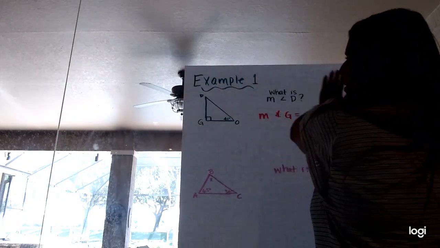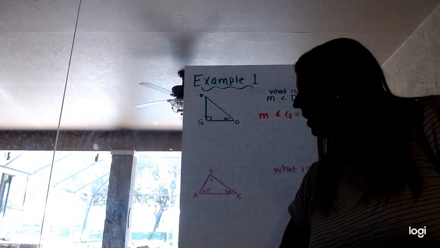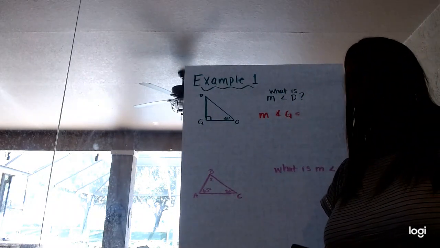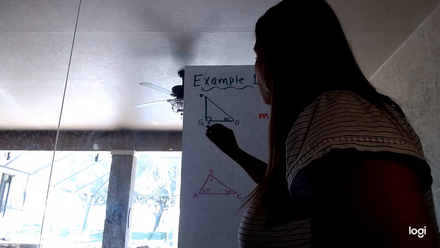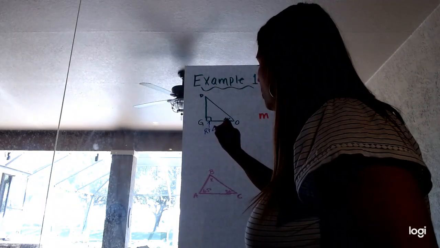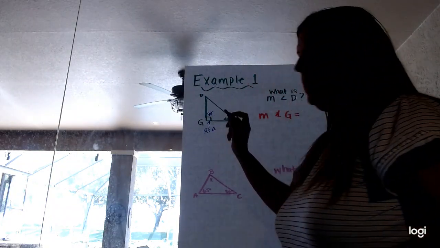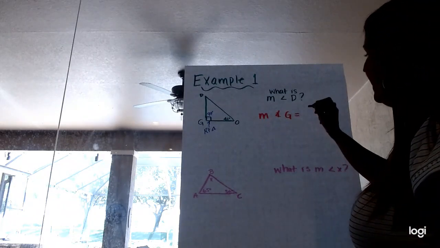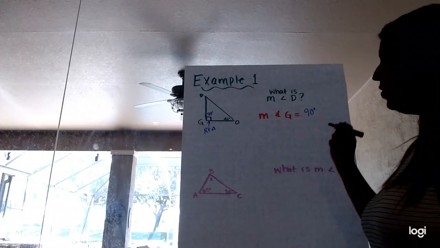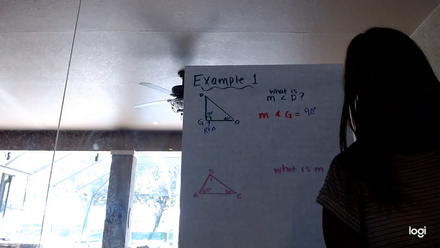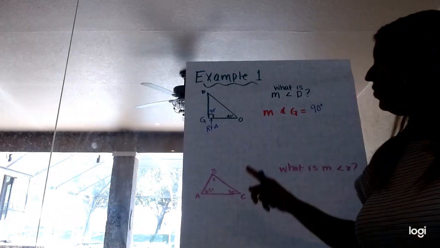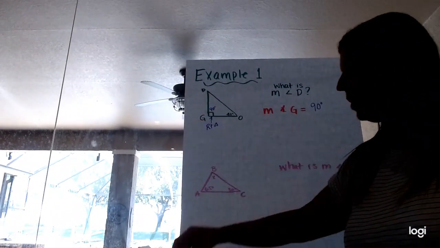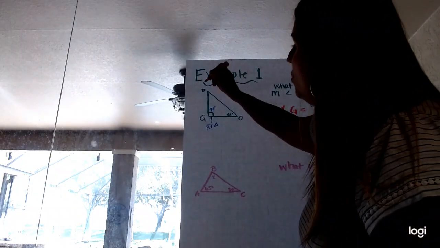So if we look here, we have this triangle. And the first thing I notice is I have a what? I have this little square in the corner. So this tells me this is a right triangle. So I know that this is equal to 90 degrees. So the measure of angle G is 90 degrees. I know that. All right? The other thing we know is this angle equals 41 degrees. We are trying to find angle D.